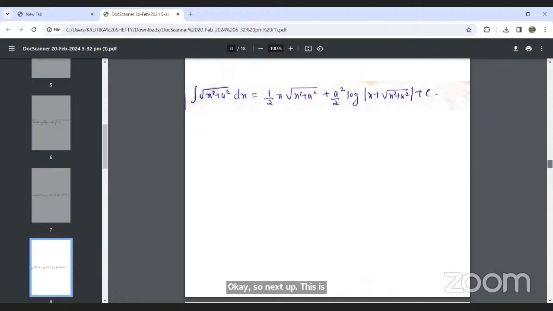Okay, in the type 3, the second form, integration of root of x square plus a square dx is equal to x by 2 root of x square plus a square plus a square by 2 log of x plus root of x square plus a square plus c. So instead of minus sign here, plus sign is given. Only that is the difference. Okay, and the proof is exactly same. Again, you need to apply by parts and simplify. Okay, so this part you will do it for homework.